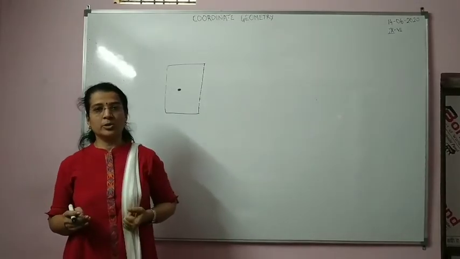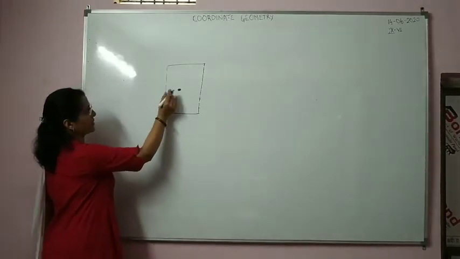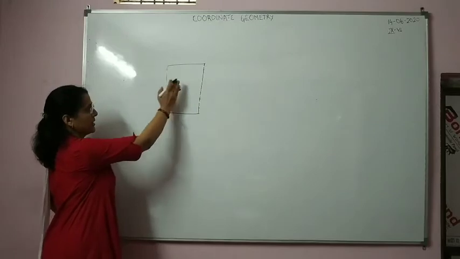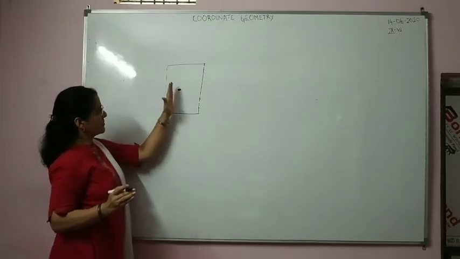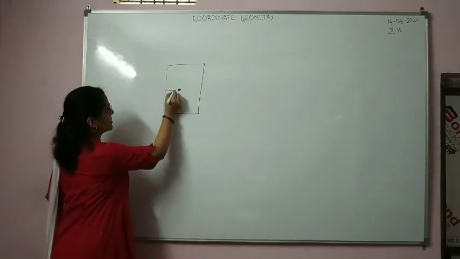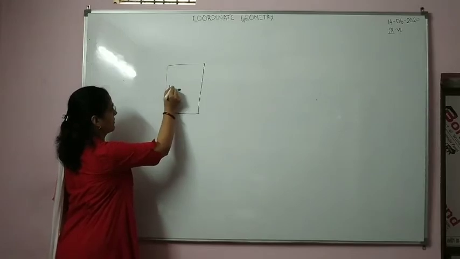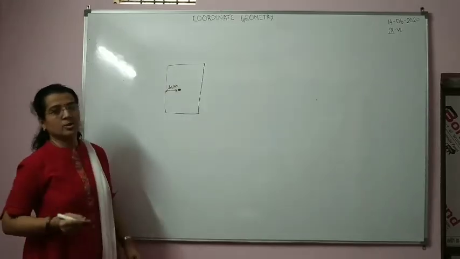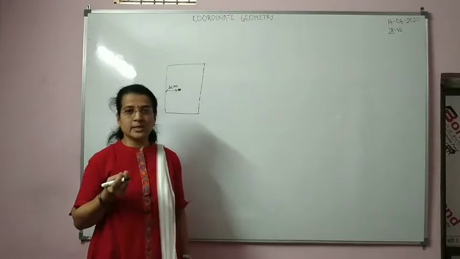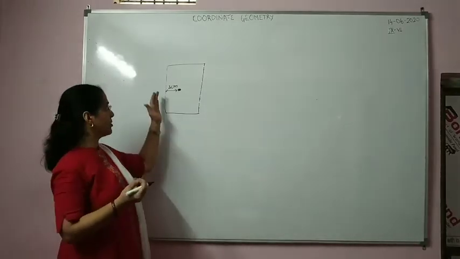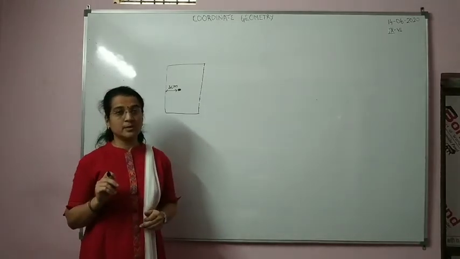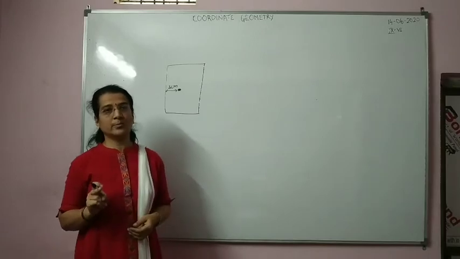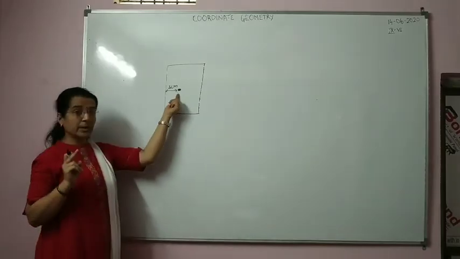Now to define the position of the point, suppose you measure the distance of the point from the left side. From this left side, suppose this distance is 3 centimeter. So you say that this point is 3 centimeter from the left corner. It means this information is not sufficient to locate the particular point.